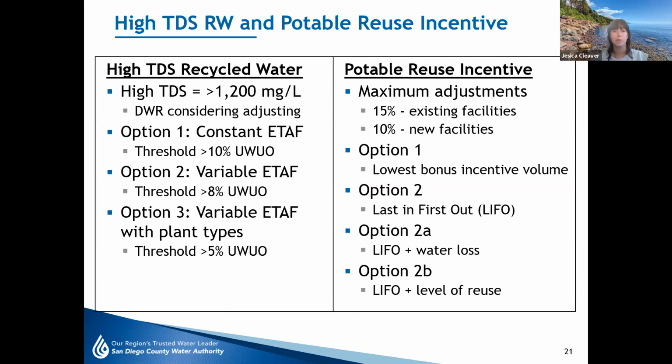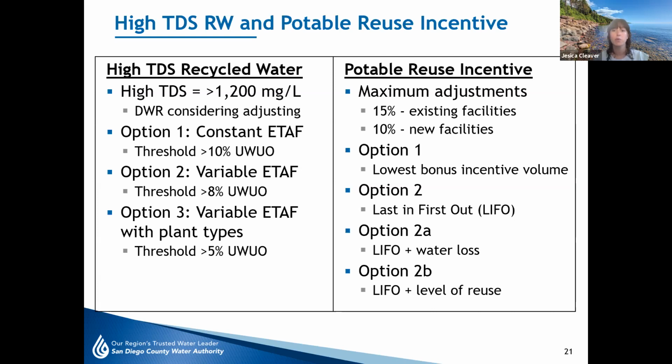The three methods that they're presenting to calculate this variance would be first using a constant ETAF. Again, just like the other ones, it's the least specific, so it has the highest threshold to qualify at 10%. Next would be variable based on a water supplier's local climate data, and that reduces the threshold to 8%. And then finally, using that variable ETAF plus the plant type. So again, the water supplier would have to be able to provide the additional information of what types of plants are being irrigated with this high TDS water, and that would reduce their threshold to only 5% to qualify.